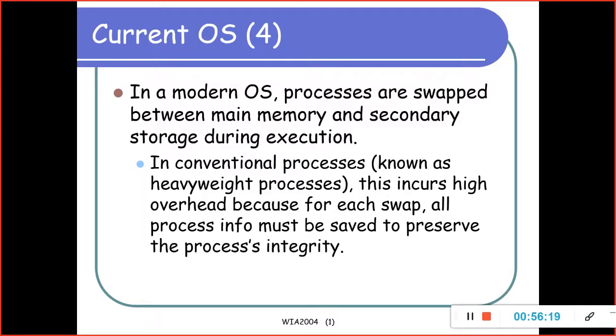In modern OS as well, processes are switched between main memory and secondary storage during the execution. In a conventional process known as a heavyweight process, this incurs high overhead because for each swap, all process info must be saved to preserve the process integrity. So you have here a CPU, then you have your RAM, and you have also here a secondary storage, which can only be accessed by RAM. The CPU cannot straightaway jump to secondary storage. The CPU will always interact with RAM, and RAM with the secondary storage during execution.